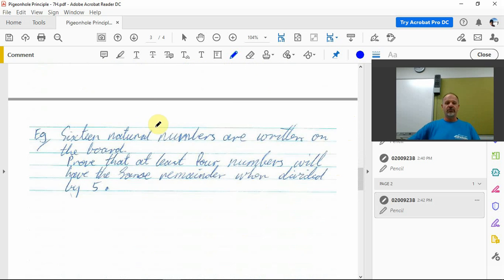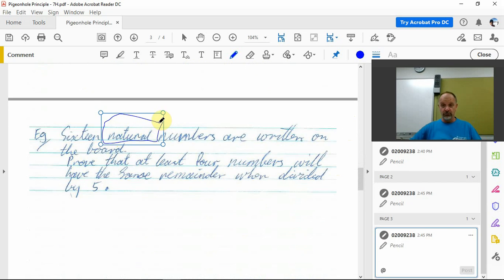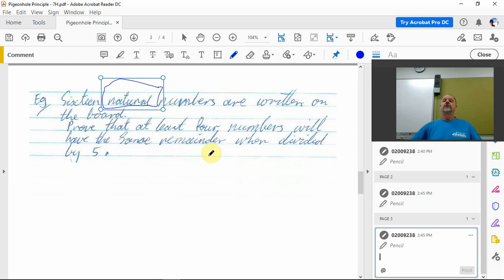16 natural numbers. Now remember, natural numbers, the counting numbers, 1, 2, 3, 4, 5, 6, and so on. They're the natural numbers. 16 are written on the board. Prove that at least 4 numbers will have the same remainder when divided by 5. All right, so how are we going to figure that?